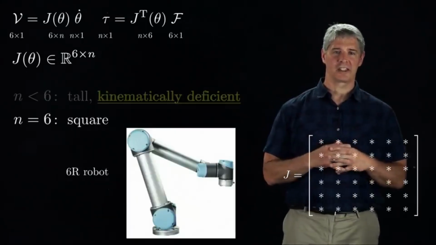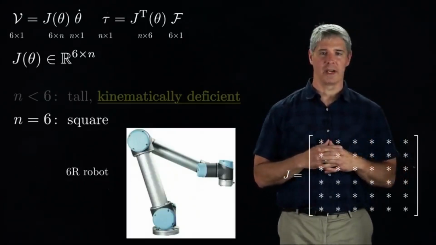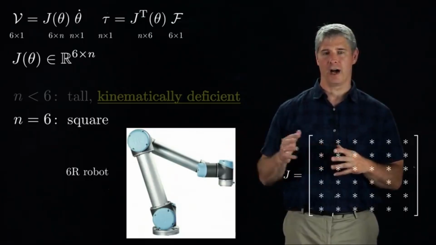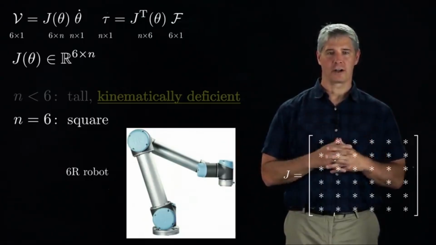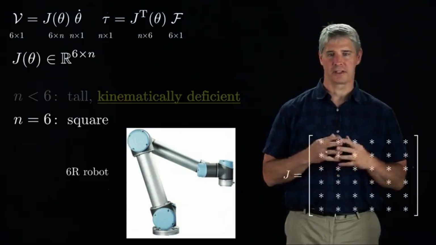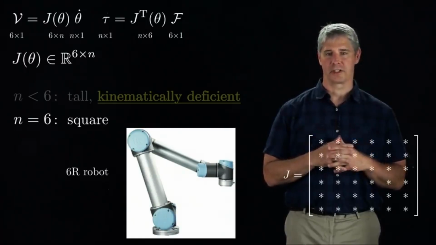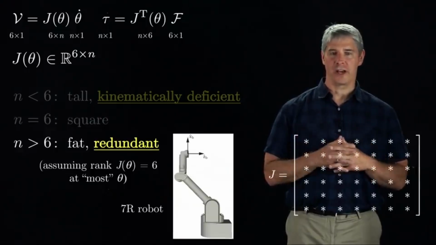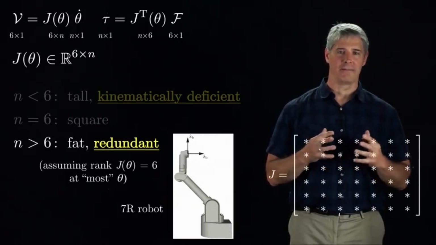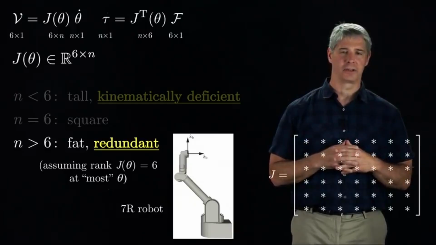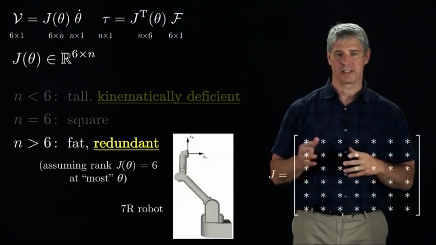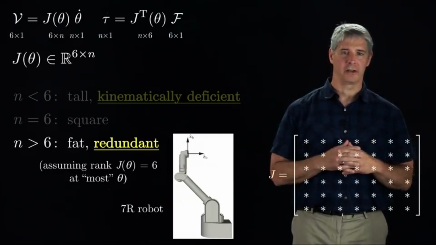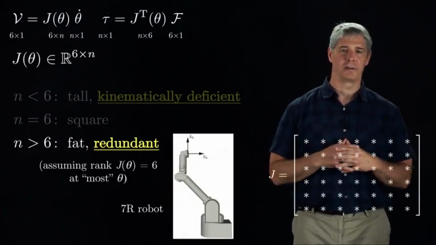If n equals 6, the Jacobian is a 6 by 6 square matrix, as for this 6R robot. Such robots are often called general-purpose manipulators because they're capable of general 6-dimensional rigid body motions at their end effectors. If n is greater than 6, the Jacobian is fat, meaning it has more columns than rows. An example of such a robot is the 7R robot pictured here, which has a 6 by 7 Jacobian.